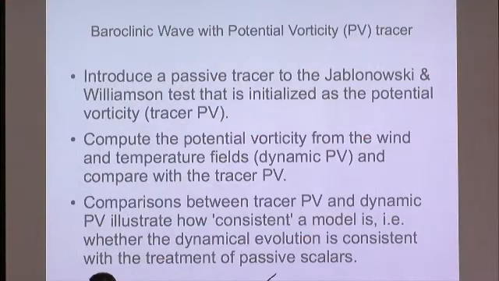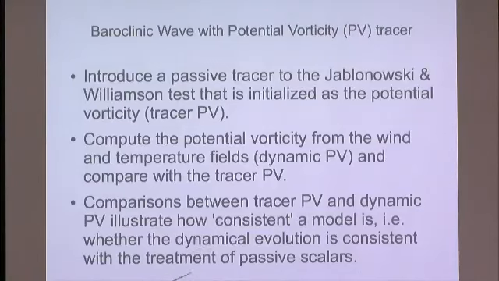So the modification that we're going to do is to introduce a passive tracer that doesn't affect the wind dynamics to this Jablonowski and Williamson test case. And this tracer is going to be initialized as the exact initial potential vorticity, which we can compute precisely because we have analytic initial conditions. Then, as the flow evolves, we can also compute the potential vorticity from the dynamic wind and temperature components. We're going to call that the dynamic PV. This initialized tracer we'll call tracer PV.